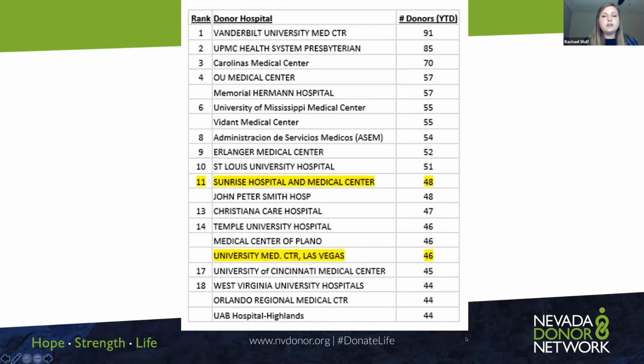And all of our efforts with our donor hospitals are really evident when you look at the top 20 donor producing hospitals in the nation for 2020, where 2 out of our 15 donor hospitals make the list. You've got Sunrise over here, number 11, and University Medical Center of Southern Nevada at 14.